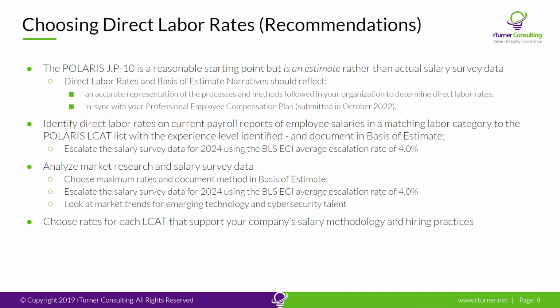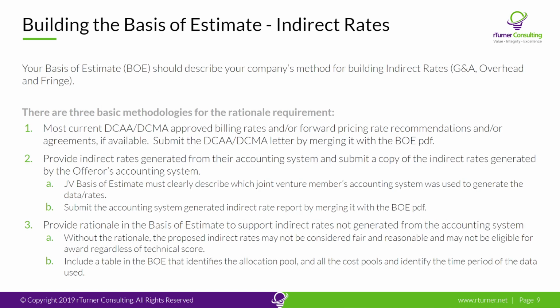The easy route is just to pick the high rate from the JP10, put it in the JP9, add your indirect rates, call it a day. But then they ask you in the basis of estimate to give the methodology for your direct labor rate. Well, just saying that you pick the highest rate from the government is not necessarily a methodology.